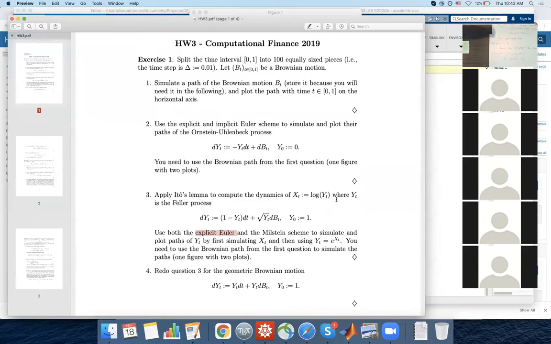Are there any questions about this? This was the explicit Euler scheme. Any questions or comments on the explicit Euler scheme? Otherwise, we'll move on and do the implicit Euler scheme.